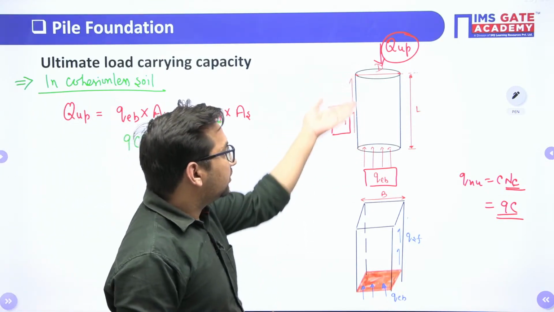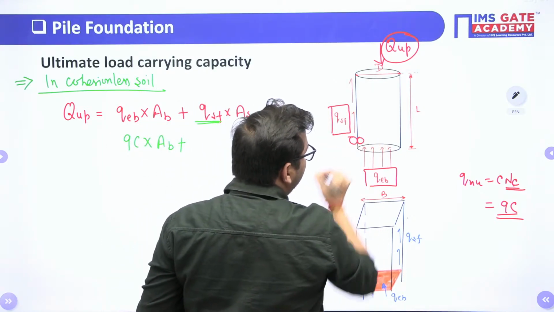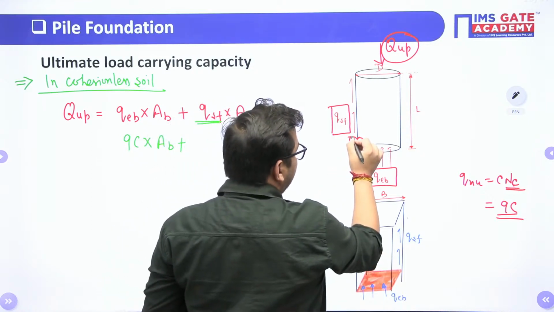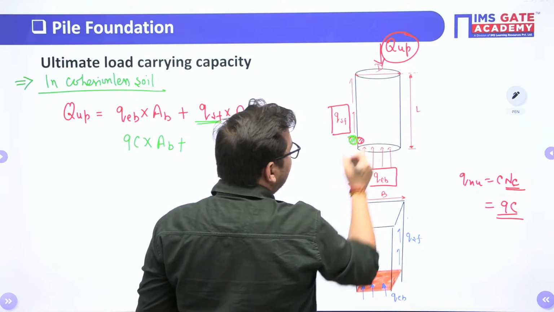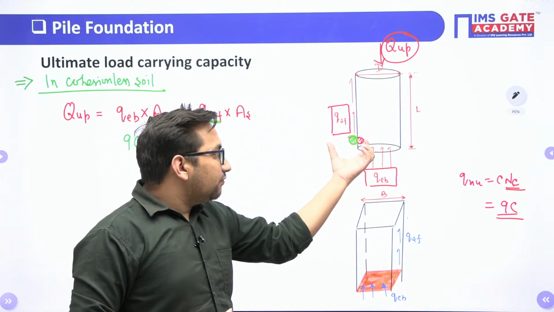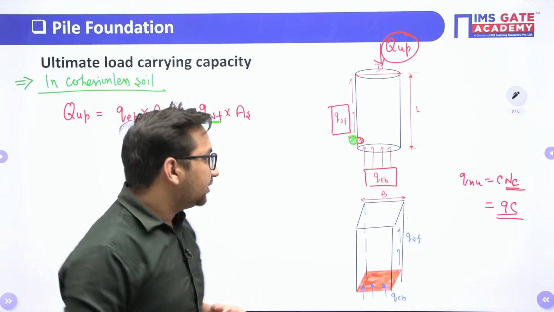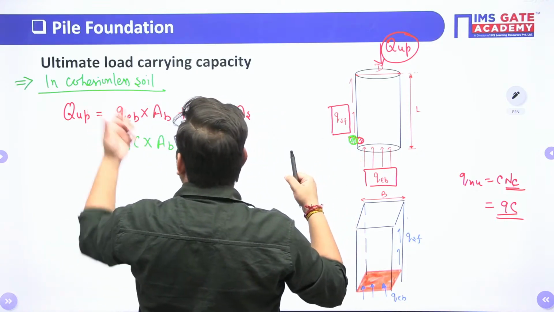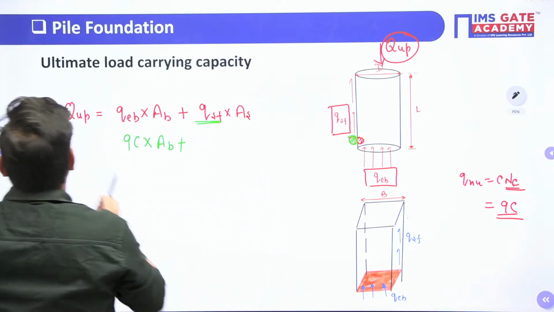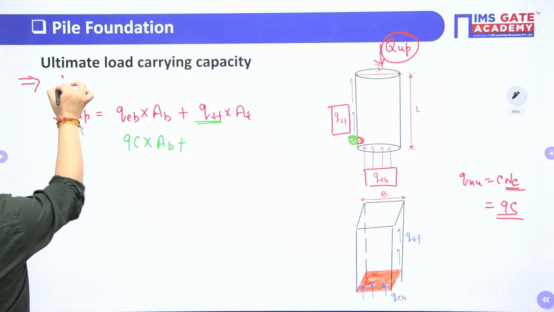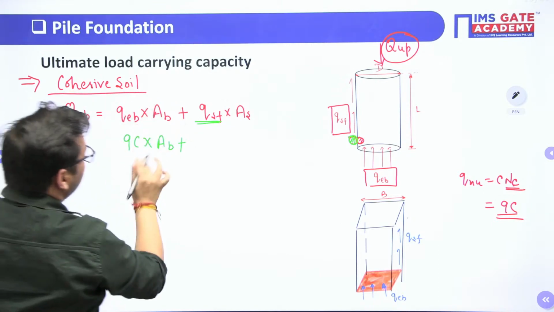QSF is your side friction. This side friction will be due to the interaction between this pile material and soil material. So this green color is your soil material. This red color is your pile material. So there is a force of attraction between this pile material and this soil material, right? So due to that, it is a case of cohesive soils. Later on we will discuss the cohesionless, right? This is the case of your cohesive soil, as we are taking into account the cohesion, right?